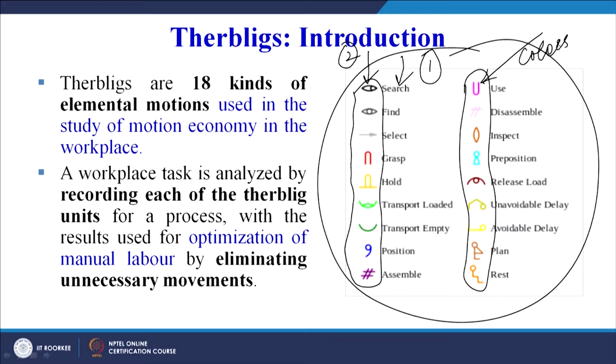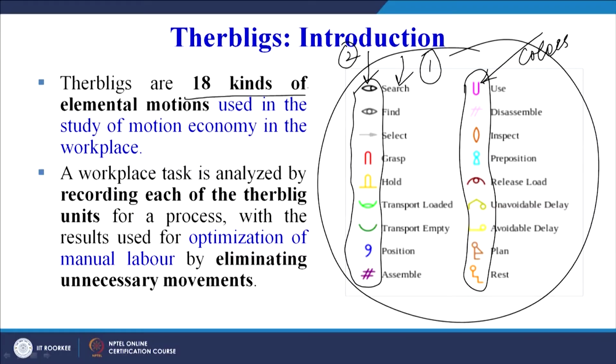So three things are there: the description of the Therblig, which is, for example, I read for you: search, find, select, grasp, hold, transport loaded, transport empty. So the description for each micro motion. Second is the symbol of each micro motion. Third is the color of each micro motion, or the color of the symbol for each micro motion. So this is a summary of the micro motions, and when we analyze a particular work, we divide it into the basic micro motions, and for each micro motion we can use a symbol, and the color for that symbol will be different.